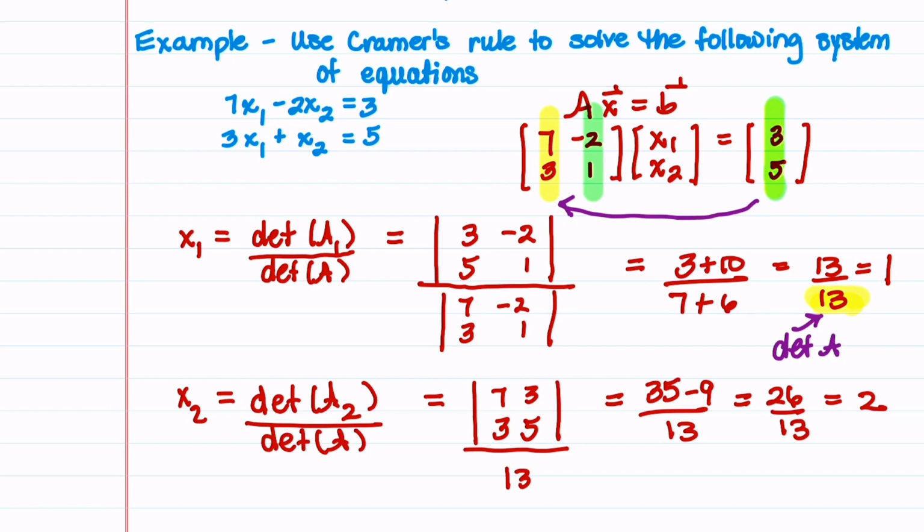And don't forget, when you're solving a linear system, you can always take your answers and plug them back in. So if we take 1, plug it back in, 2, plug it back in, we have 7 minus 4, which is 3. And then on our second equation, we have 3 plus 2, which is 5. So we know our answer is correct.